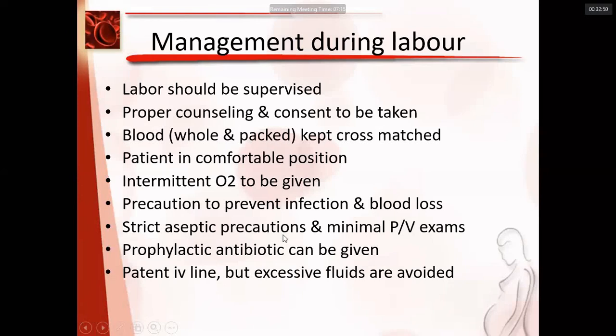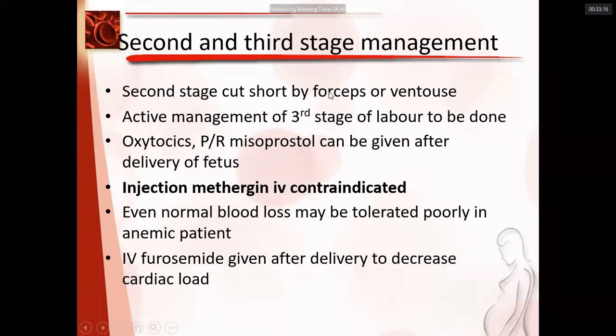Strict aseptic precautions are taken as they are at increased risk of infections, with minimal per-vaginal examinations. Prophylactic antibiotics can be given, and we do not give excess fluids. We avoid excessive fluids to avoid cardiac overload, with maintenance of a patent IV line. In the second and third stage, the second stage is cut short by the use of forceps or ventouse, so that the mother does not have to apply more force, which may lead to cardiac failure.